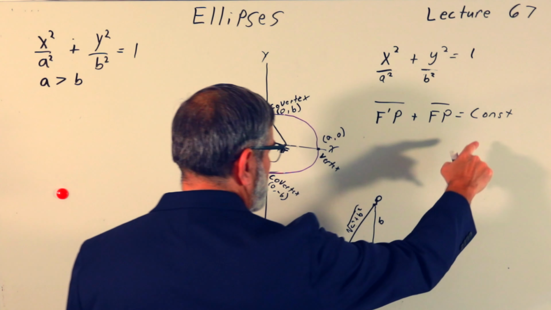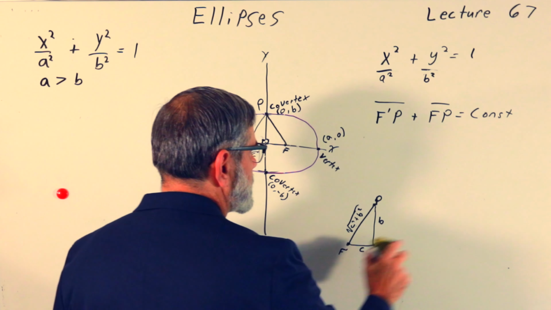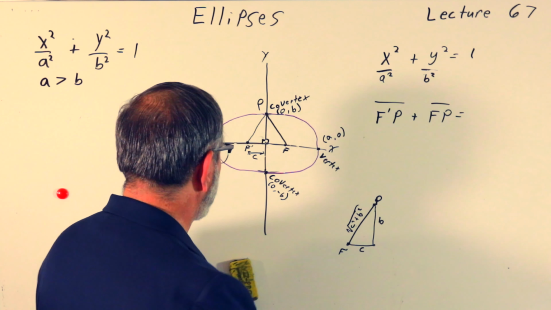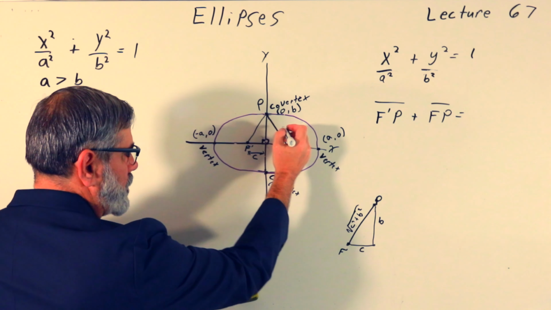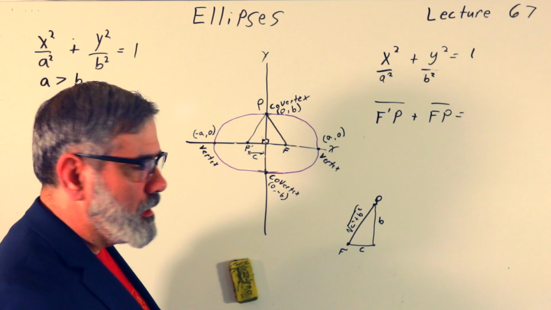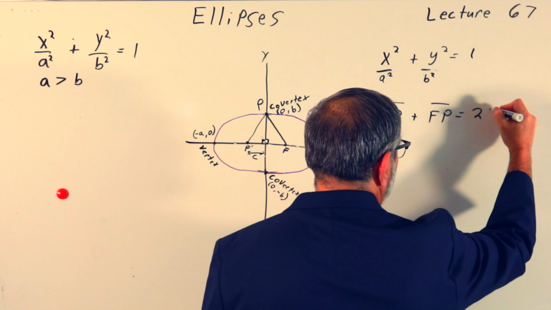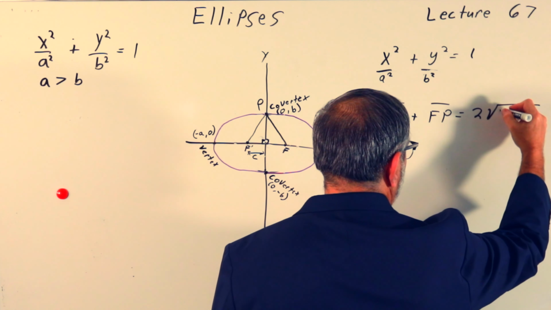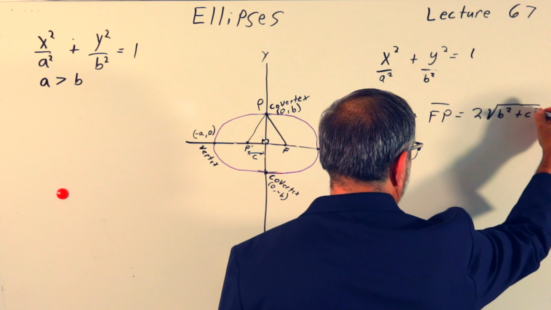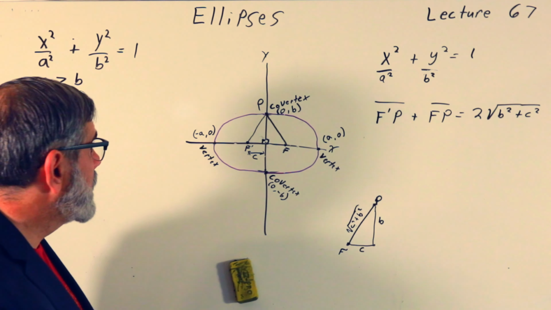And so what is this constant in this case? As we've drawn it, this will also be the square root of c squared plus b squared. So the constant is 2 times the square root of b squared plus c squared. It doesn't matter which one is first, b or c.